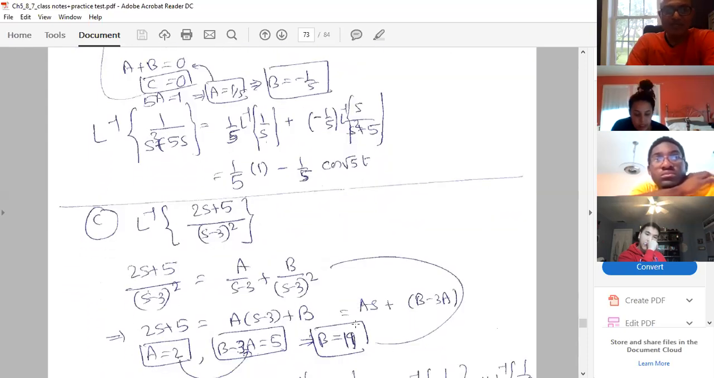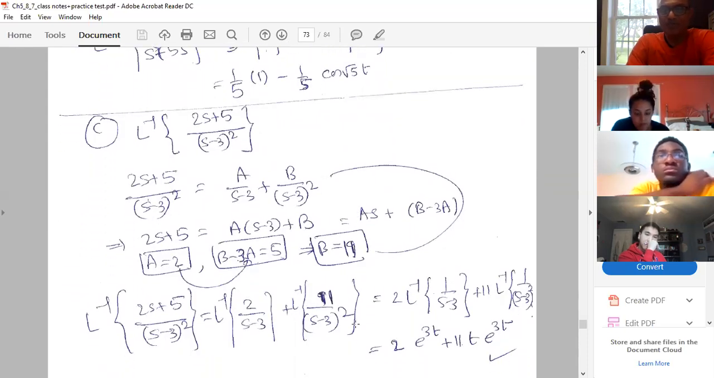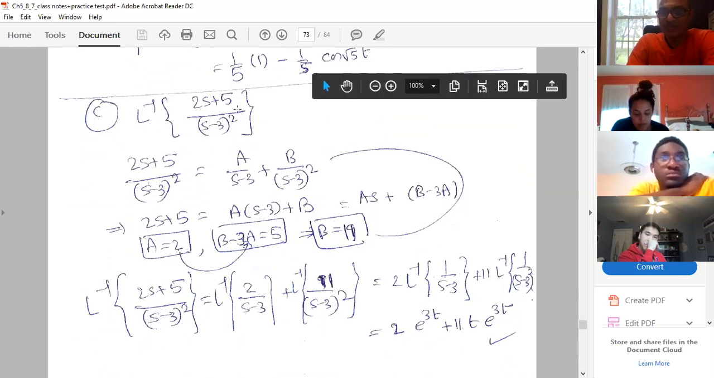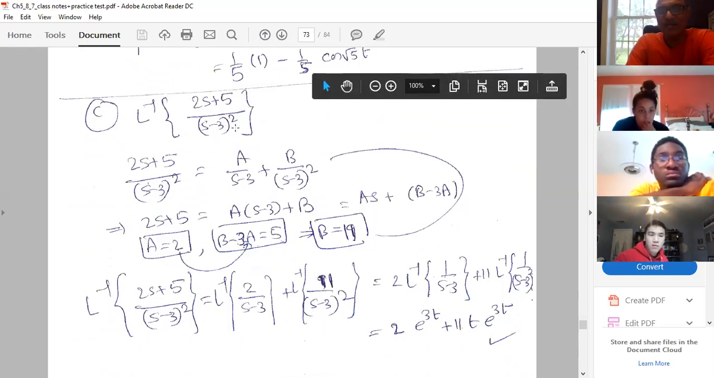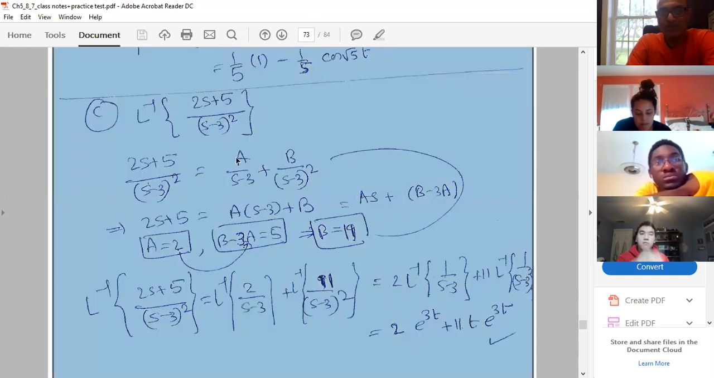My next example is inverse Laplace transform of (2s plus 5) over (s minus 3) squared. Same thing, guys, exactly the same; we are not doing anything new. This is a repeated linear factor, so A over s minus 3 and B over s minus 3 squared. So 2s plus 5 equals A(s minus 3) plus B. Descending order, compare the coefficients. You get A equal to 2 and B equal to 11.